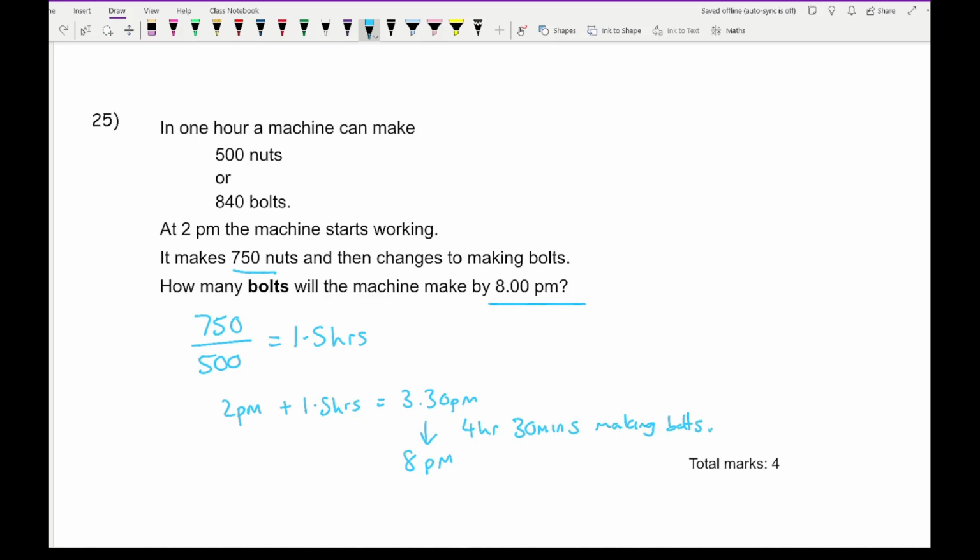Well, it's going to be 4 hours and 30 minutes making bolts. So if it makes bolts at a rate of 840 per hour, it's going to be 840 multiplied by 4.5. And if I type that into my calculator, I get an answer of 3,780 bolts.